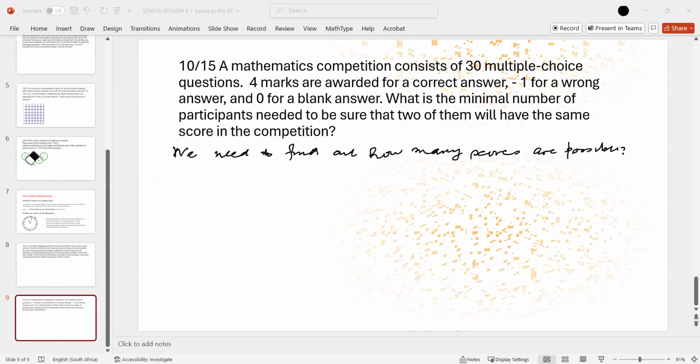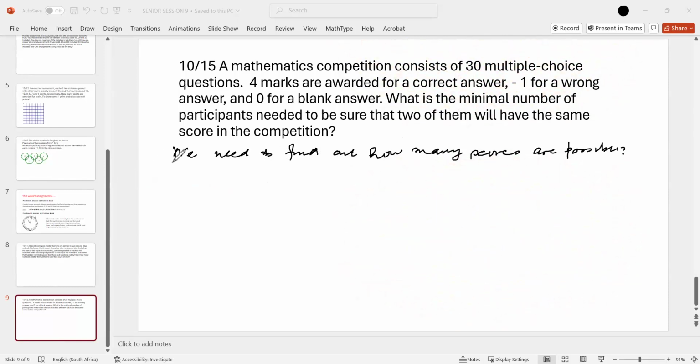And that's possible because you can get all negative ones. Right? You have 30 choices, 30 questions. Now you can get a person really bad because everything he tries, guesses, and he gets -1, -1, -1. Extreme case. But it is possible to get 30 -1s.